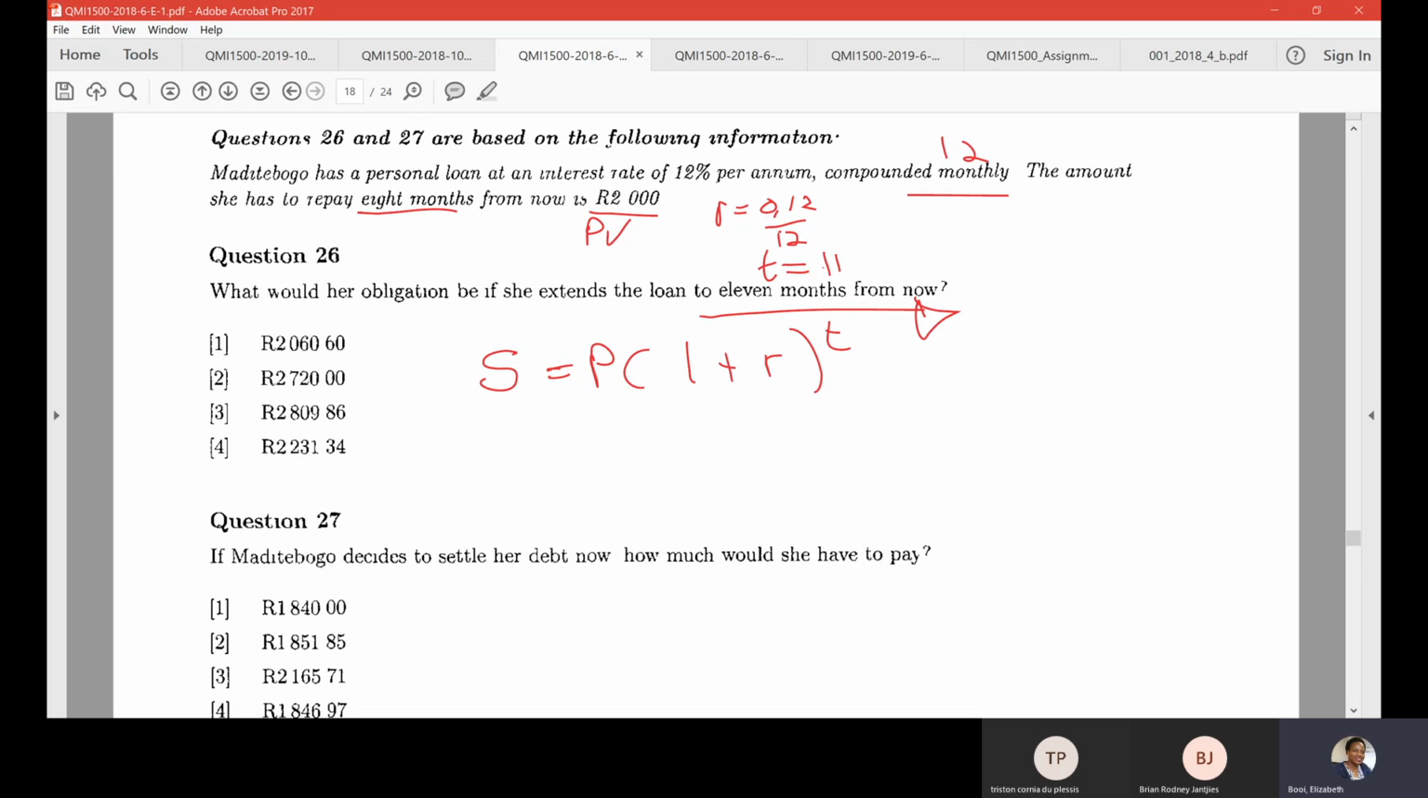Calculate your future value. So what we'll calculate will be 2,000 times (1 plus 0.12 divided by 12, which is 0.01) to the power 11. And the answer is 2231.34.